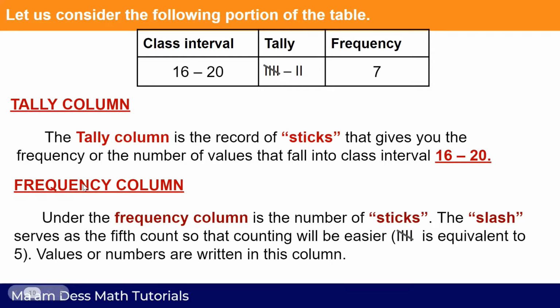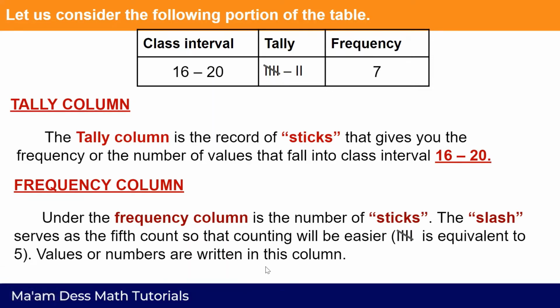Next, the frequency column. For the frequency column, it is the number of sticks. So, you count the sticks and then write that number under the frequency column. Remember, the slash serves as the fifth count so that counting will be easier. So it is equivalent to 5.